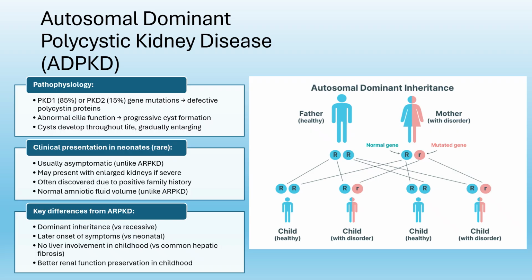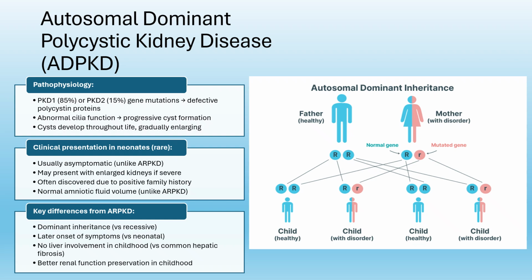Defective polycystin proteins disrupt normal tubular epithelial cell function, leading to focal cyst development that gradually enlarges over decades. This explains why ADPKD typically presents later in life compared to ARPKD's neonatal presentation. In neonates, ADPKD rarely produces clinical symptoms. Unlike ARPKD, amniotic fluid volume remains normal because cyst formation hasn't yet significantly impaired overall renal function.